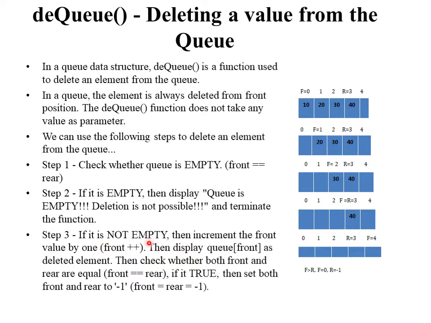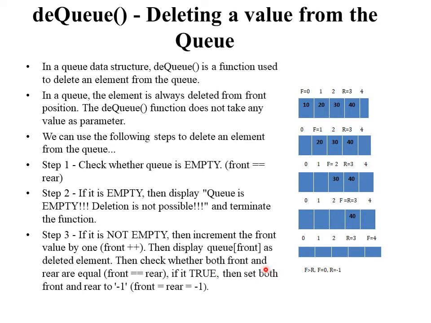Next, if it is not empty, then increment the front value by 1, that is front plus plus, front equals to front plus 1. After deleting, I am incrementing the f element. Here you can see initially f equals to 0. Now I am assigning f equals to f plus 1, f equals to 0 plus 1, that is 1. If it is not empty, increment front by 1. Then display the queue front as the deleted element, which is deleted.